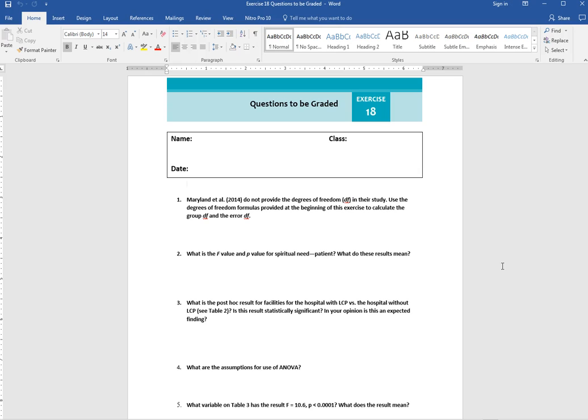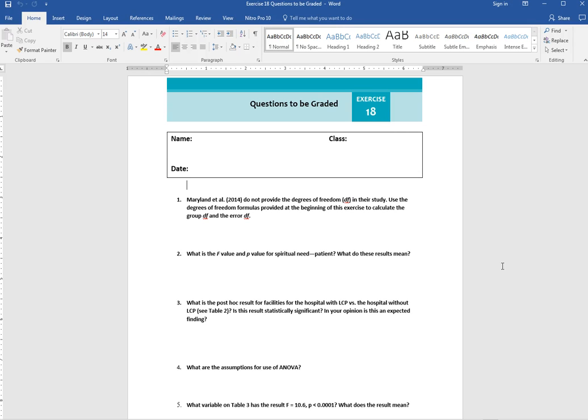Mayland et al. do not provide the degrees of freedom in their study. Use the degrees of freedom formula provided at the beginning of this exercise to calculate the group degrees of freedom and the error degrees of freedom. Okay, so these are just other terms for the between groups and within groups degrees of freedom.